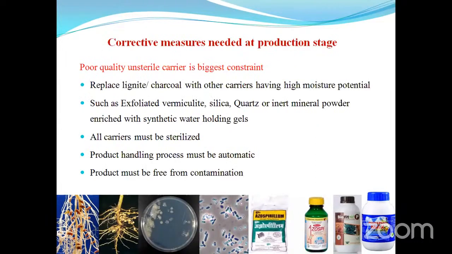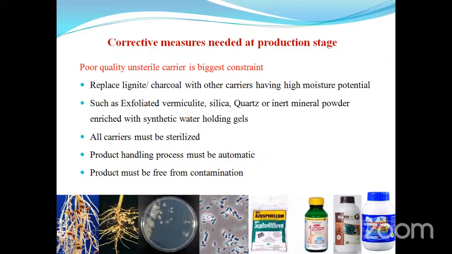Some corrective measures are needed at the production stage. Obviously, poor quality and under-sterilized carrier materials are the biggest concern. We can manage this. Let's replace lignite charcoal with other carriers having high moisture potential, such as vermiculite, silica, quartz, and inert mineral powders enriched with synthetic water-holding gels. This kind of technology is with us, but it increases the cost of production. And if the cost of production gets higher, farmers get discouraged, or some of them will not be able to afford this kind of biofertilizer, although the biofertilizer price has been quite in check compared to chemical fertilizer.